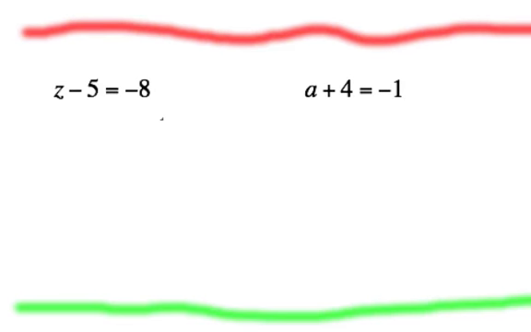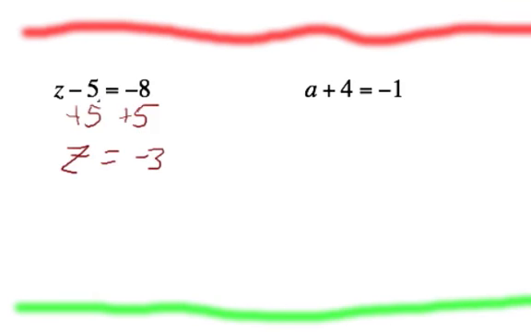On the left, we have z minus 5 equals -8. So let's try this. What operation is happening to our variable? Well, we're subtracting 5. So what must we do to both sides? We must add 5 to both sides. Z minus 5 plus 5 is in fact z. And -8 plus 5 is a -3. This is our final answer.